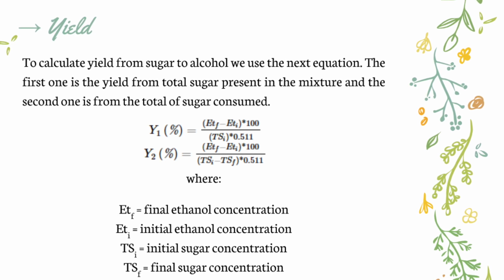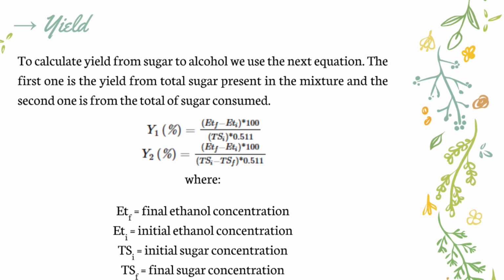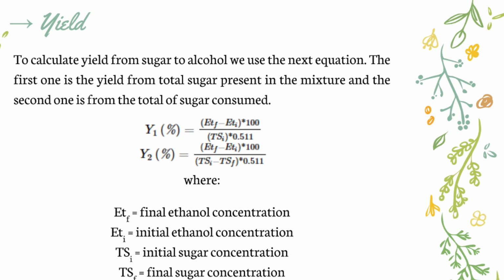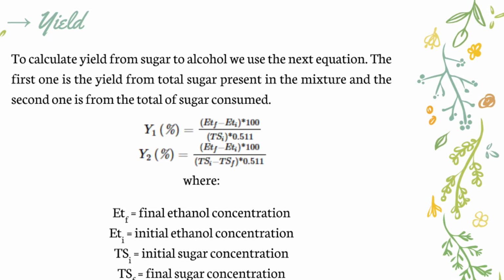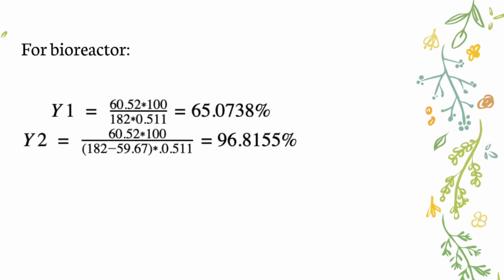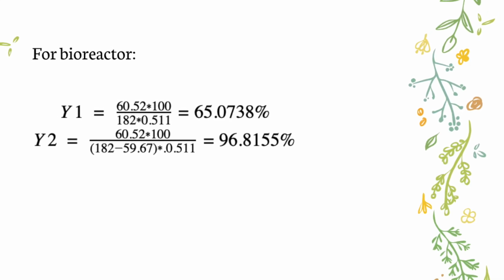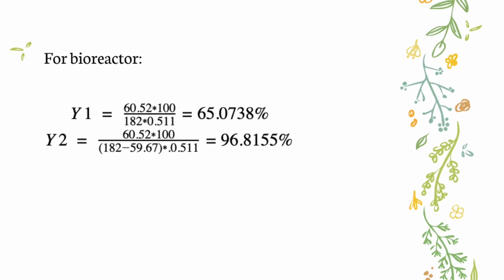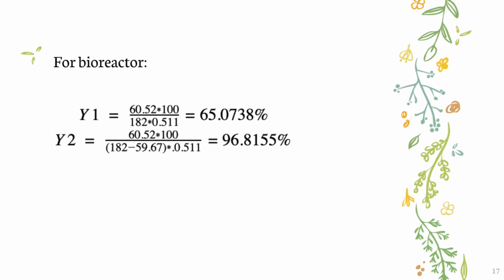This value is the maximum theoretical conversion at 100%. For the second equation, it is the final ethanol concentration minus the initial ethanol concentration times 100 divided by the initial sugar concentration minus the final sugar concentration times 0.511. Using these equations, now we know that the total sugar present in the mixture is 65.0738%, and the sugar consumed is 96.8155%.